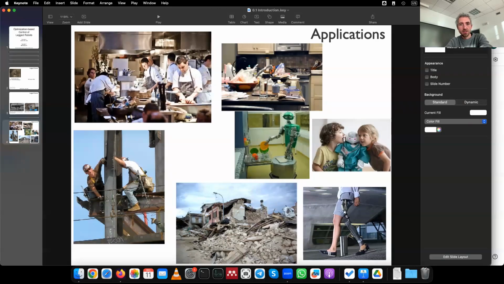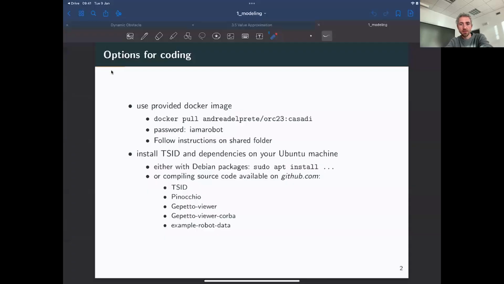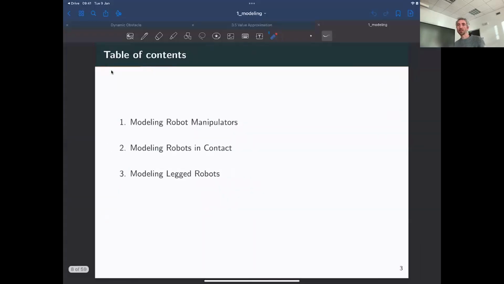Okay, so let's go back to the slides and let's start talking about modeling. I'm not going to directly jump into how you model a legged robot because that's a lot of stuff. We're going to start with modeling robot manipulators, which are simpler. Then we're going to see how that model needs to be extended when the robot comes in contact with the environment. And then we're going to extend that to legged robots, which are, again, one step further in terms of modeling.